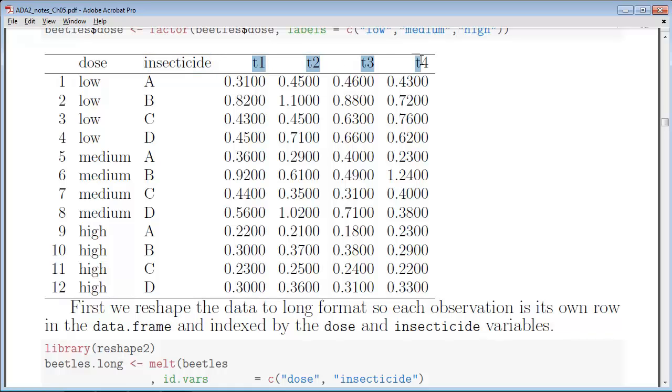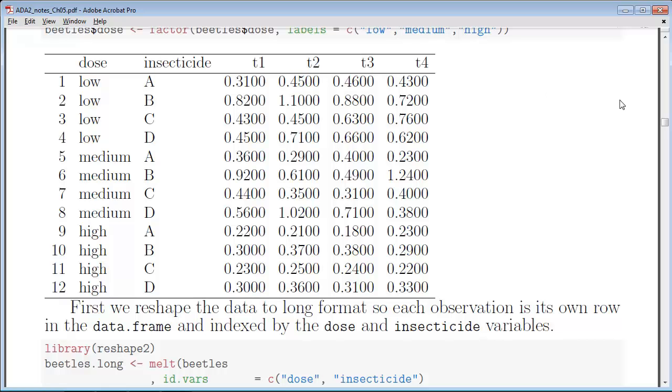These T1 through T4 are the 4 trials. Each of these is a beetle. So this here is the survival time for the beetle for insecticide A, the low dose. The first beetle lived 3.1 hours. The second lived 4.5 hours.